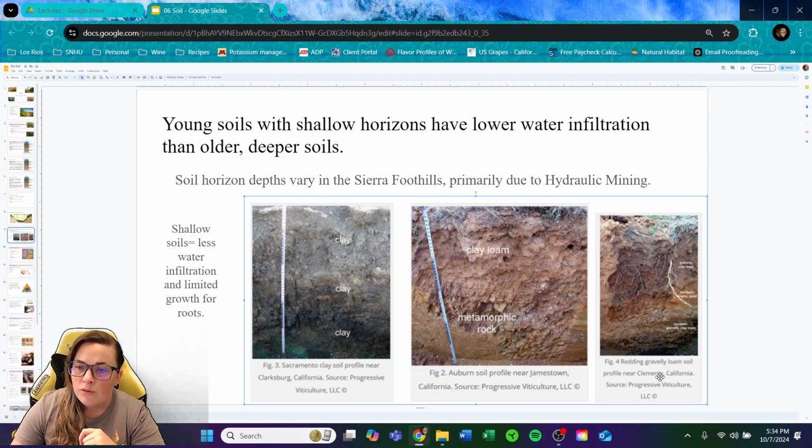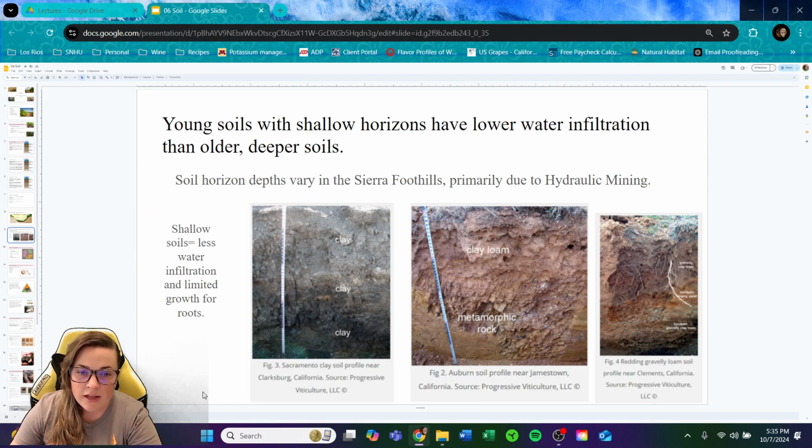Sorry, this might just be Redding gravelly loam. That might be the name of the soil, is Redding. But anyways, you can see how far the roots have penetrated through these different horizons. You can see the different change in color of the different soil types, and how it's weathered over time. So lots of variation. If you're going to think about establishing a vineyard on your property, it's very good to dig a very deep hole and do some analysis. And there's other testing you can do too, that we'll talk about in a couple of slides.